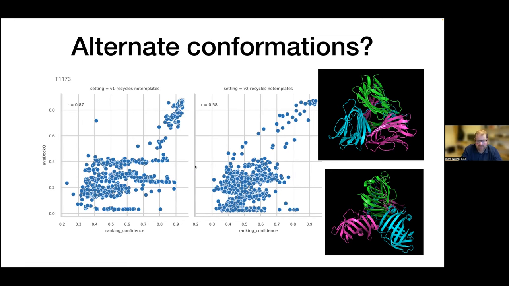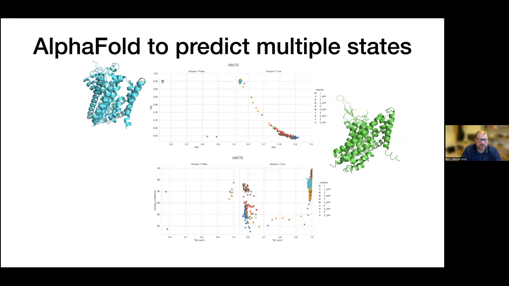Sometimes we do have them. In particular for membrane proteins, there could be open and closed conformations. This is not the multimer version now, but you can, of course, run the same sampling principle on the regular monomer version of AlphaFold. So I tried it here. This is a transporter protein, an amino acid transporter, which has two conformations in the PDB that we know. So this conformation here, and this conformation here. And what I'm plotting here is the TM score against this one on the y-axis, and the TM score against that one on the x-axis.